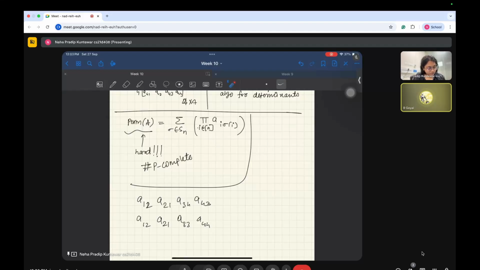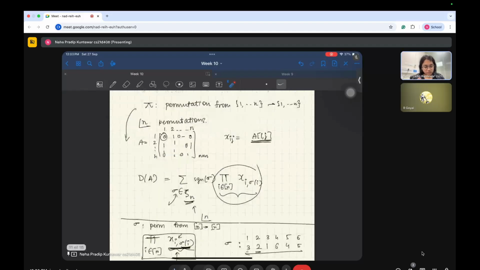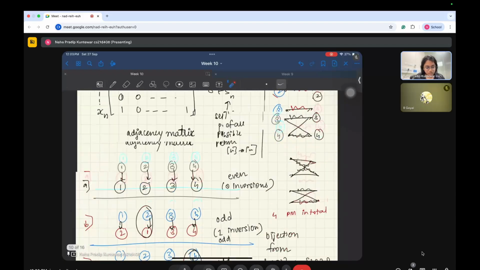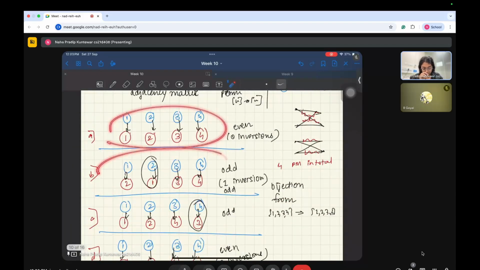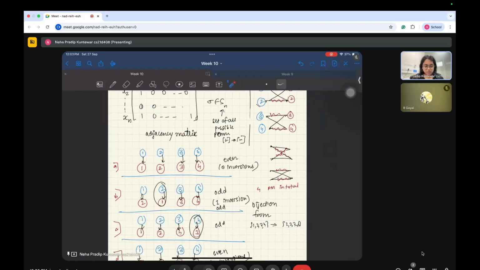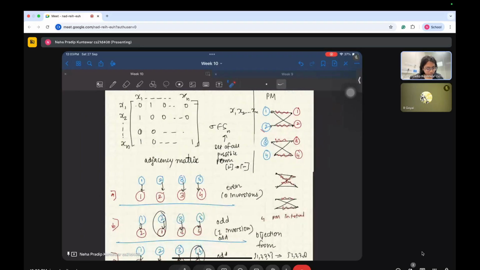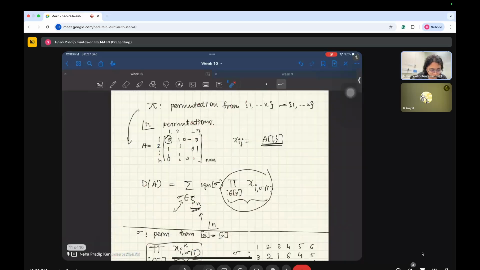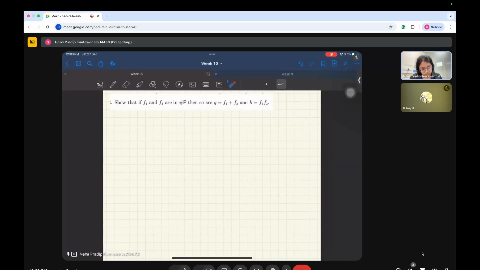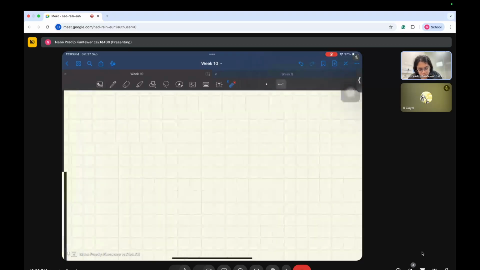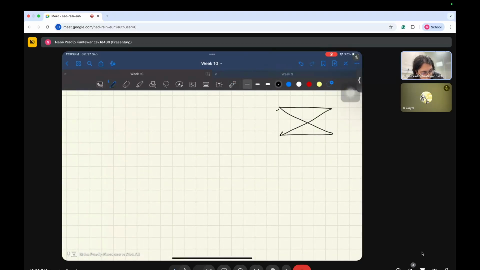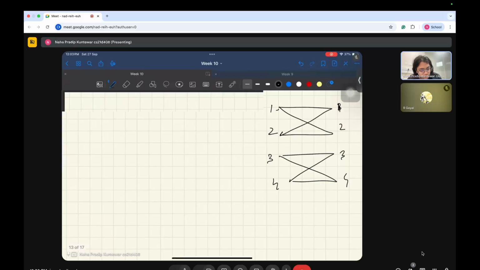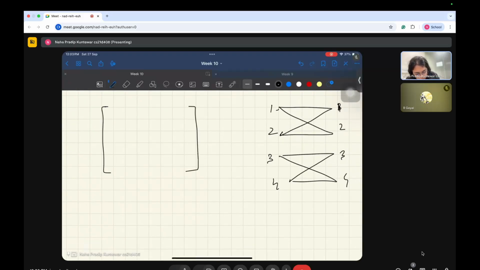And this permanent is hard. But then what connection does it have with that bipartite matching problem? Yes, this is a very nice connection. If you look at the matchings that we drew, look at the adjacency matrix of this. Let me just draw the adjacency for this. So this is the graph we had, 1 2 3 4 on each side, and you have 1 2 3 4.